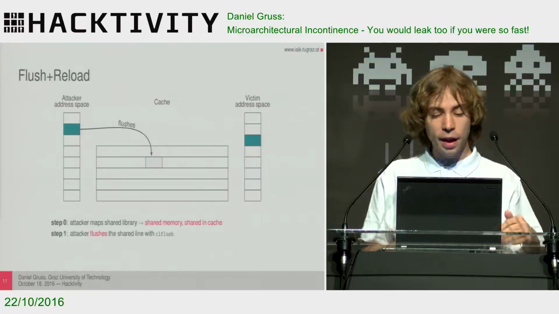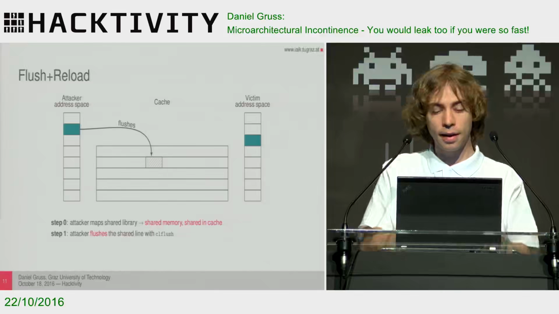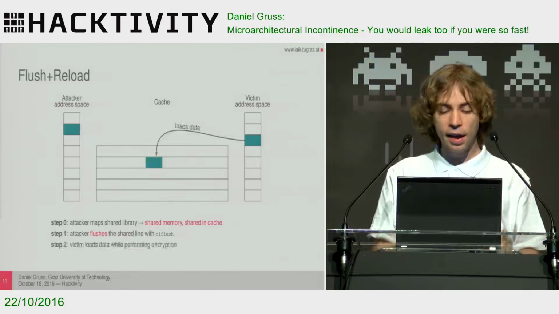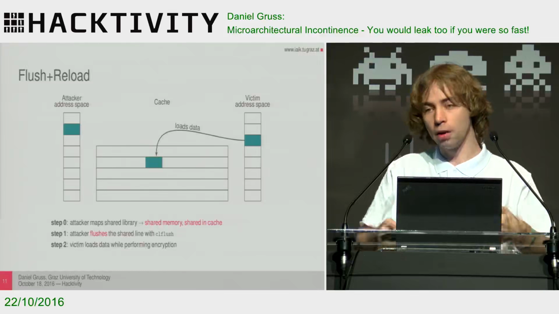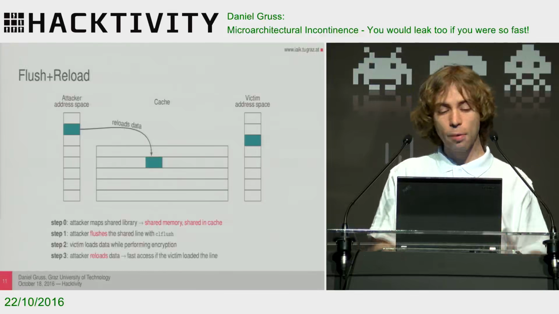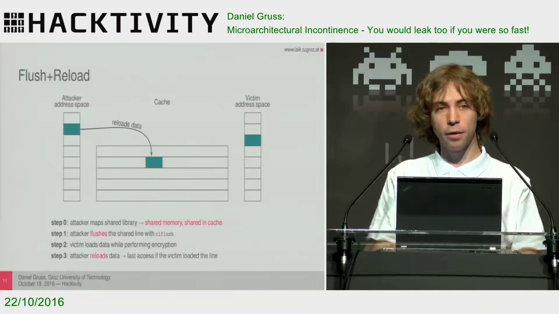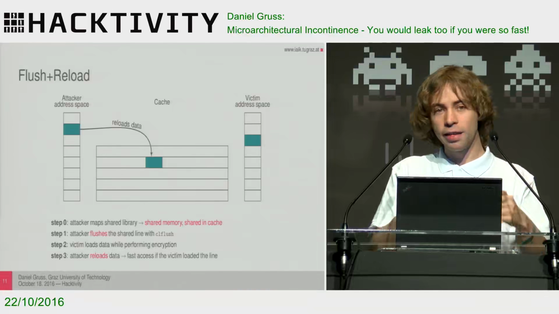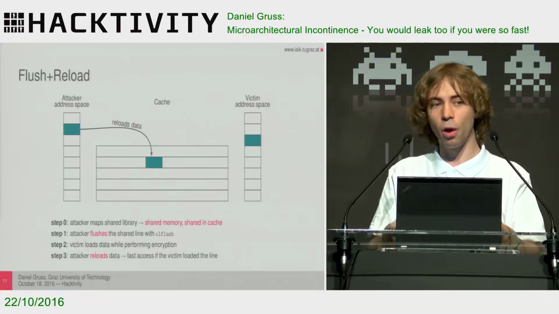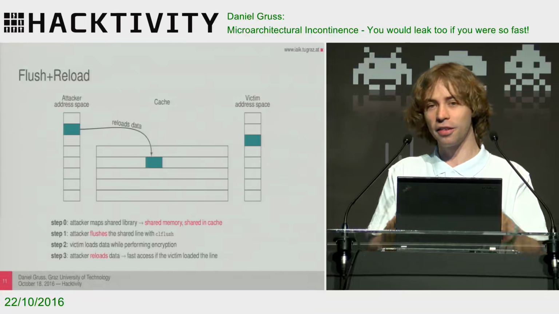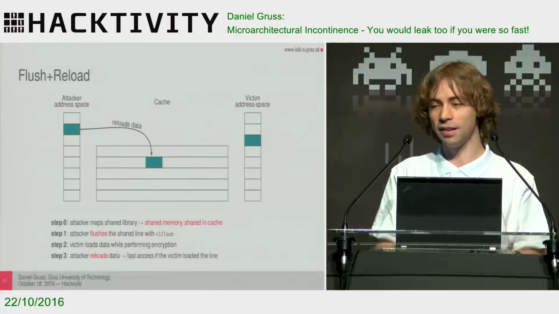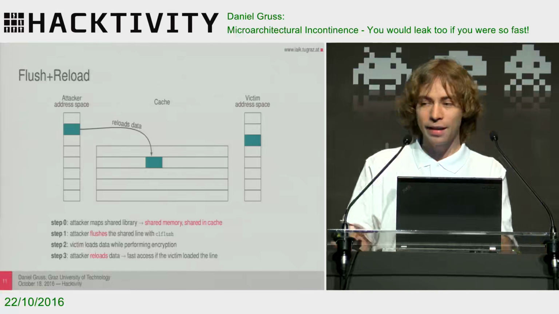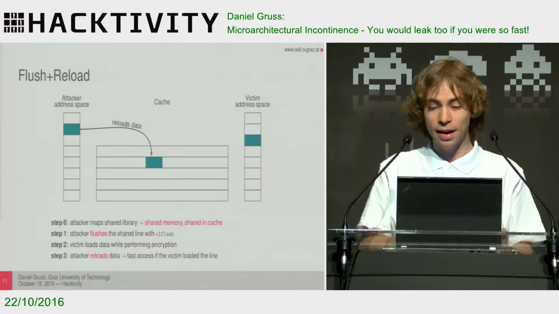Now the attacker will flush the code of the shared library from the cache, and then the victim will, or might, load the data. If the attacker now tries to re-access this location, the attacker will see that there is a cache hit, although the attacker just flushed the data, so there shouldn't be a cache hit, right? So the attacker learns that the victim just reloaded the data into the cache.